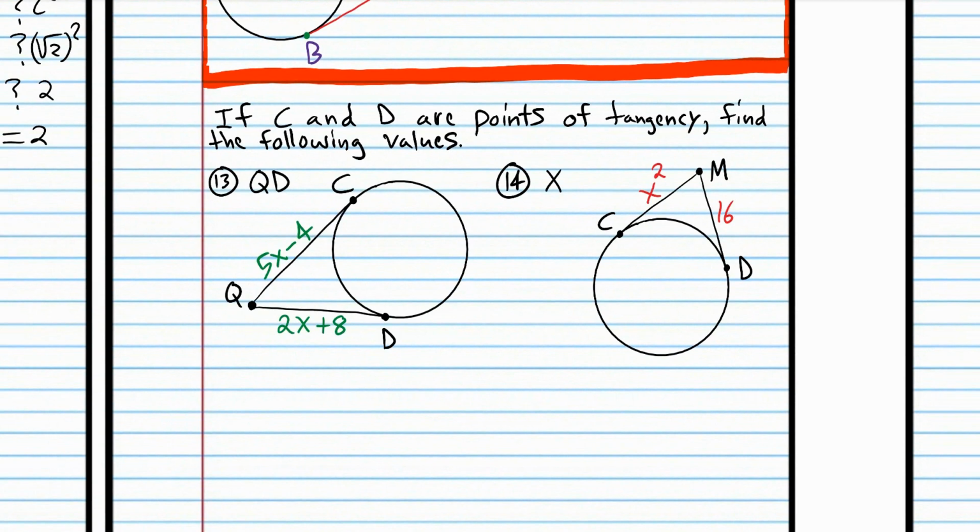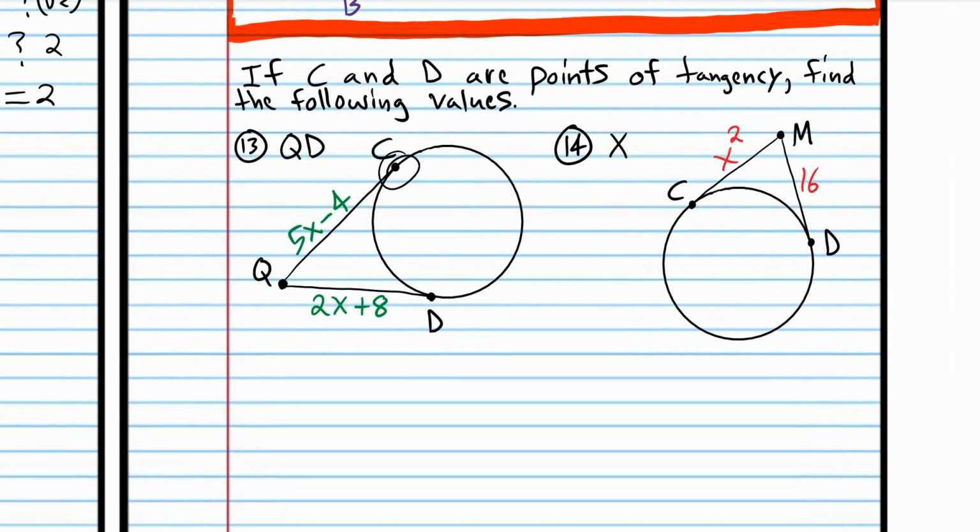So it says if C and D are points of tangency, find the following values. So if these are points of tangency and the segments are coming from the same point, that means that this length is equal to this length, or the segments are congruent. So we can say 5x minus 4 is equal to 2x plus 8, and we just do the math on that, and we end up with x is equal to 4.